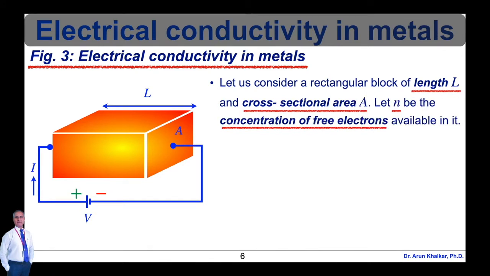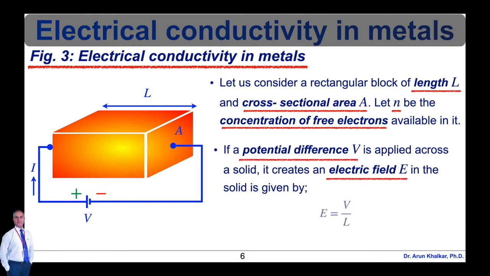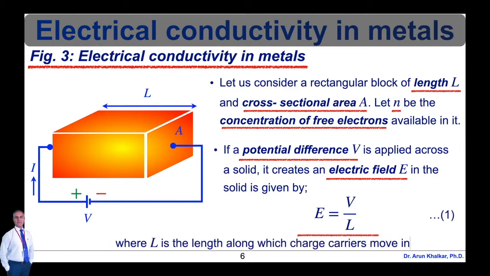Let small n be the concentration of the free electrons available in it. If a potential difference capital V is applied across a solid, it creates an electric field capital E in the solid, given by capital E is equal to capital V divided by capital L, where capital L is the length along which charge carriers move in the solid. Let's say this is equation number 1.